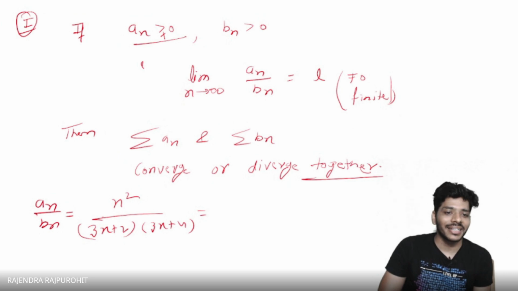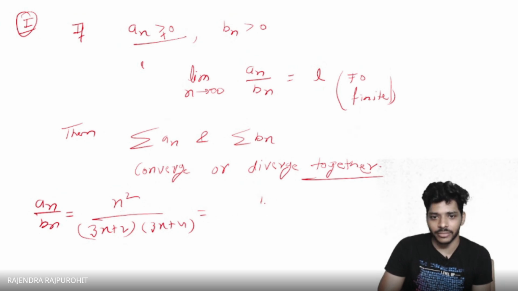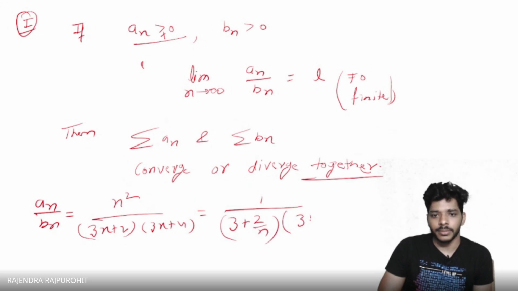So if you are not getting any of it, you can just ask. I'll take n square common and cancel it out. What I'll get is 1 upon (3 plus 2 upon n)(3 plus 4 upon n), and let n tend to infinity. I get 1 upon 3 from here, this goes to 0, 3 from here, this goes to 0, so 1 upon 9, which is non-zero.